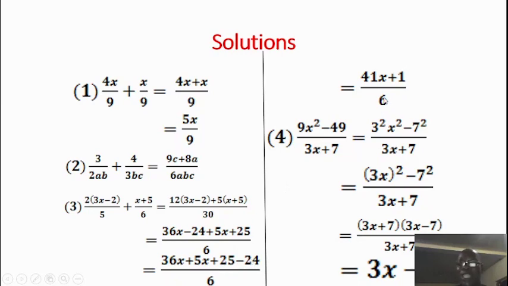Remember, this is 30. So our answer is actually 41x plus 1 all over 30. Write this 30. As you are copying the notes, change this to 30, please. Don't say I did not tell you.